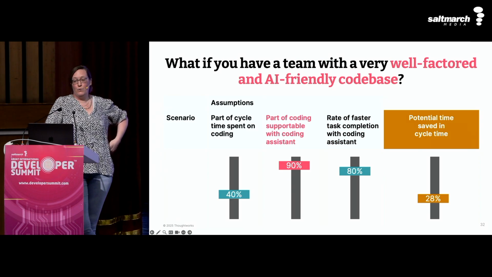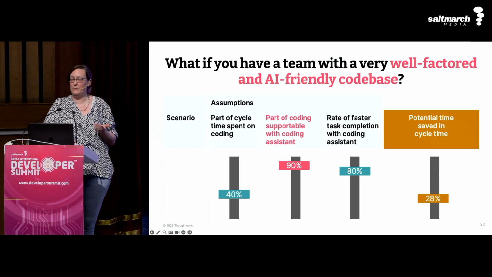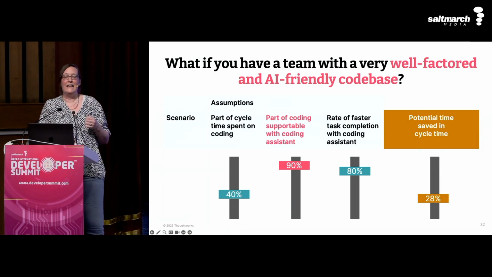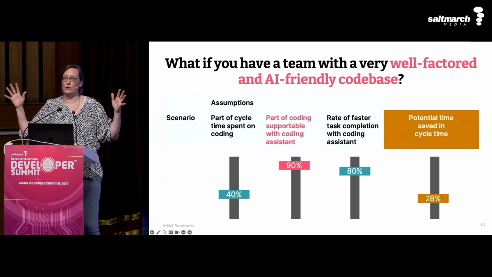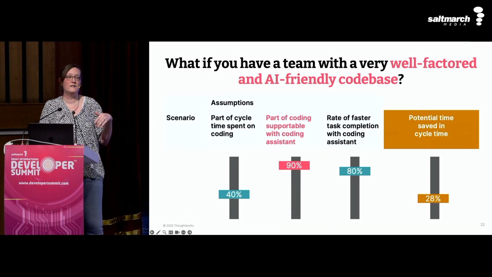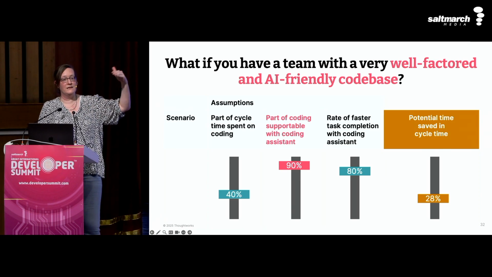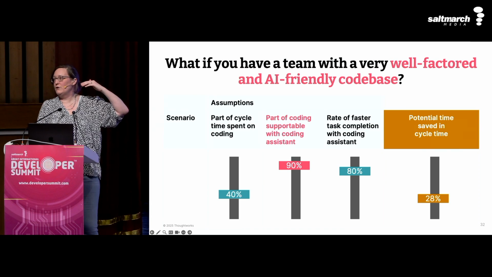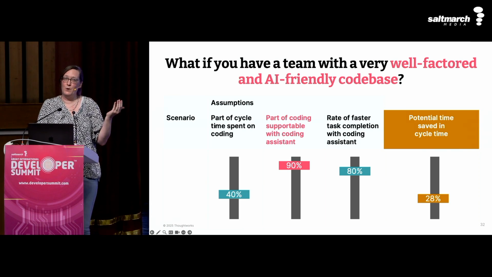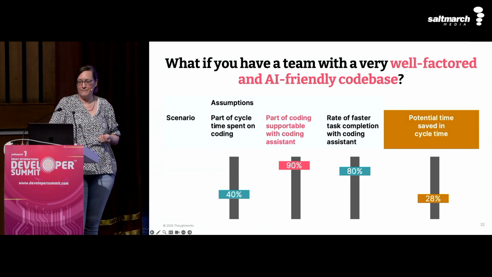You could also think about the part of coding supportable with coding assistants. They also often stumble across the same things that humans stumble over, right? Like lack of modularization, spaghetti code. AI is also worse at dealing with that than it is with a well-factored code base. So if you have that, maybe the part of coding supportable with it is higher, right? Or when you choose a tech stack that is more prevalent in the training data.